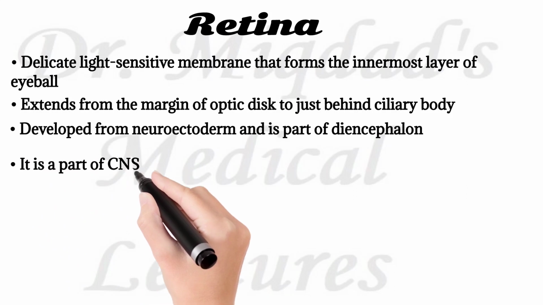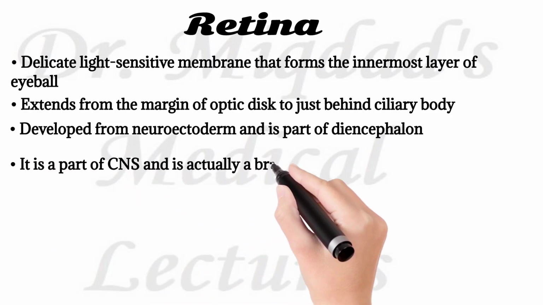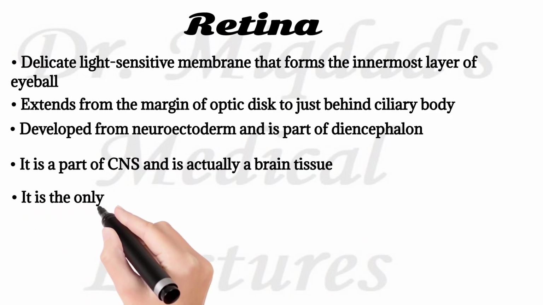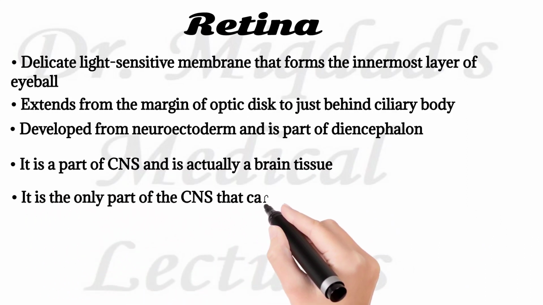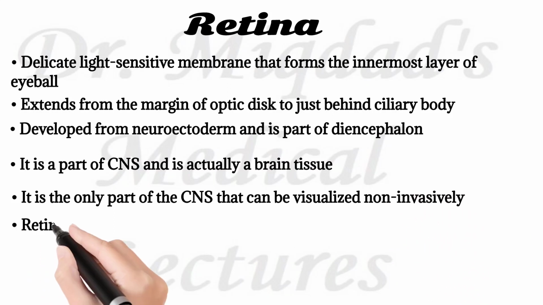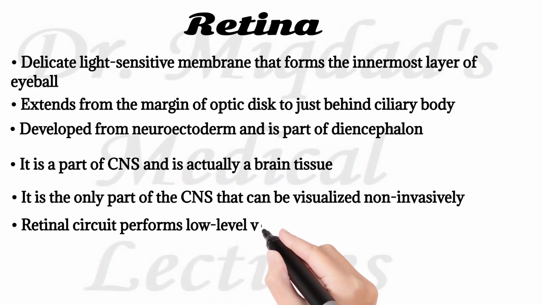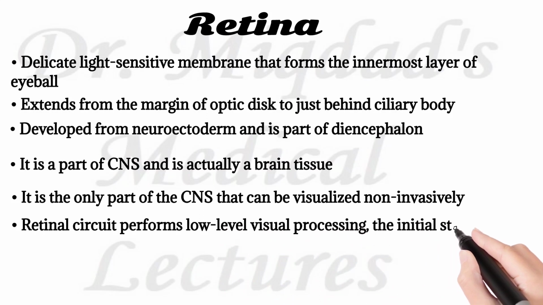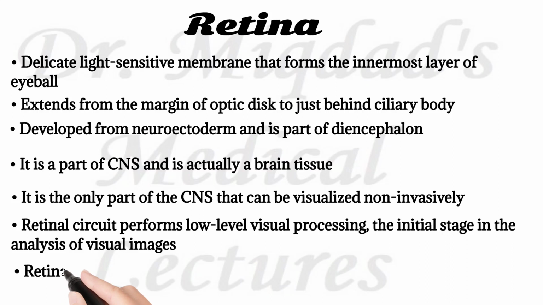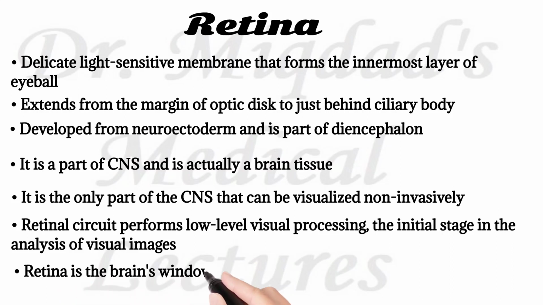The retina is a part of the central nervous system and is actually a brain tissue. It is the only part of the central nervous system that can be visualized non-invasively. The retinal circuit performs low-level visual processing as we discussed earlier. In simple words, we can say that the retina is the brain's window to the world.